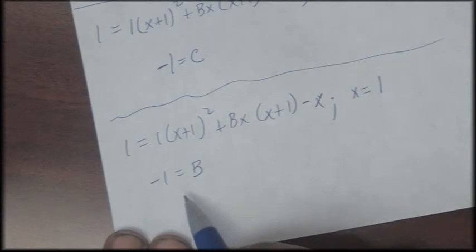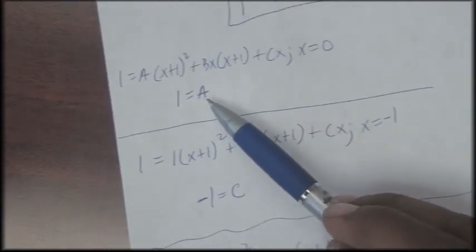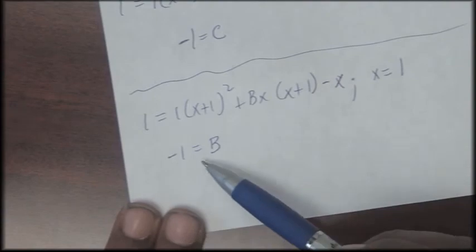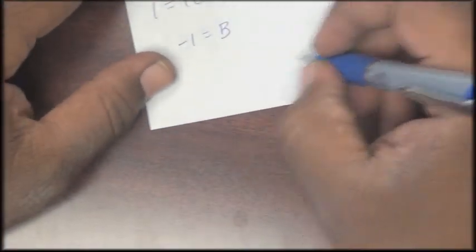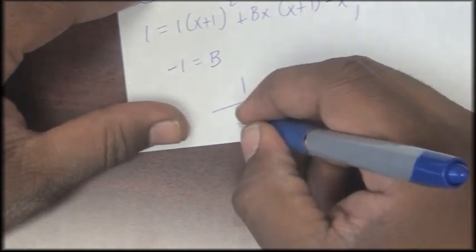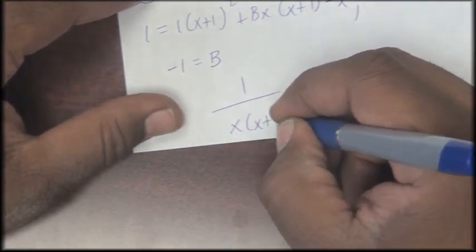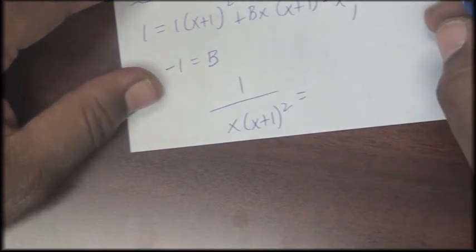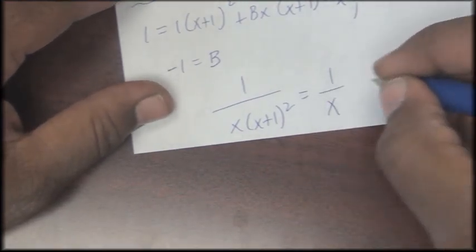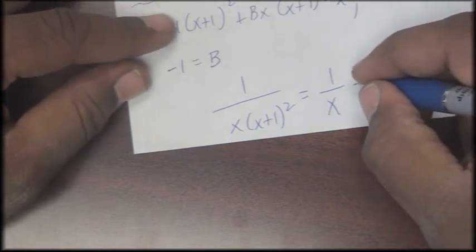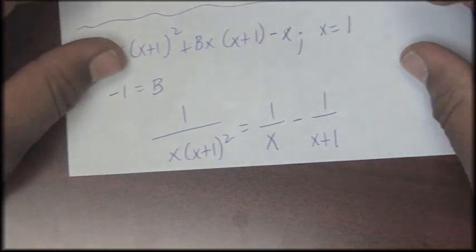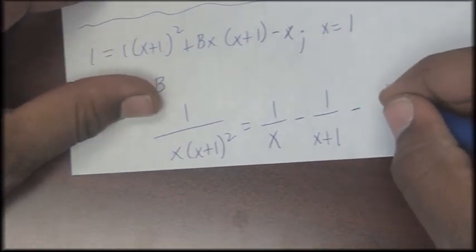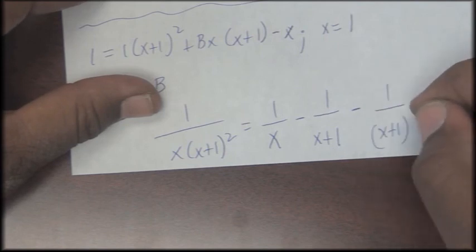So I'll simply take these three coefficients, 1, -1, and -1, and I'll substitute them into our constants. So we have 1 over x times the quantity x plus 1 squared is equal to 1 over x minus 1 over x plus 1 minus 1 over x plus 1 quantity squared.